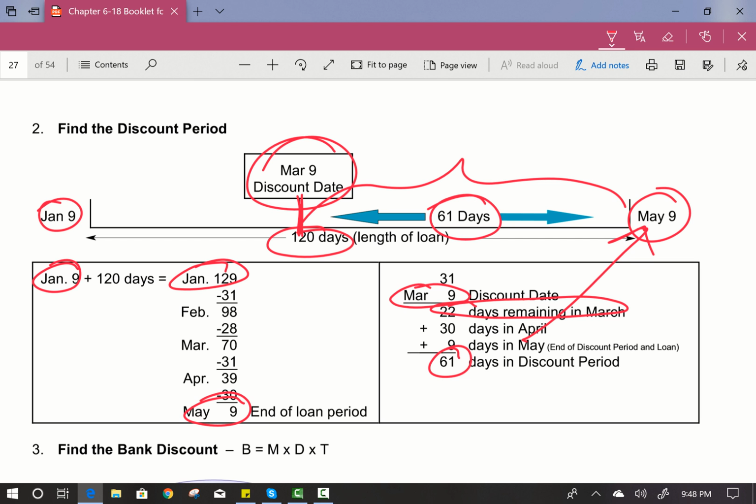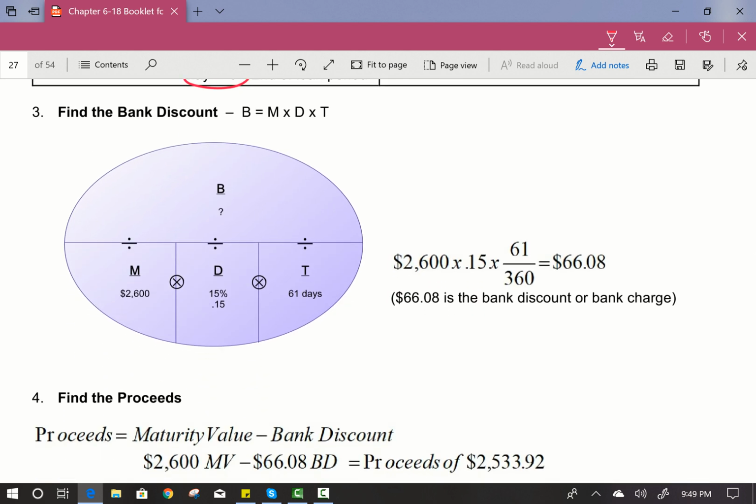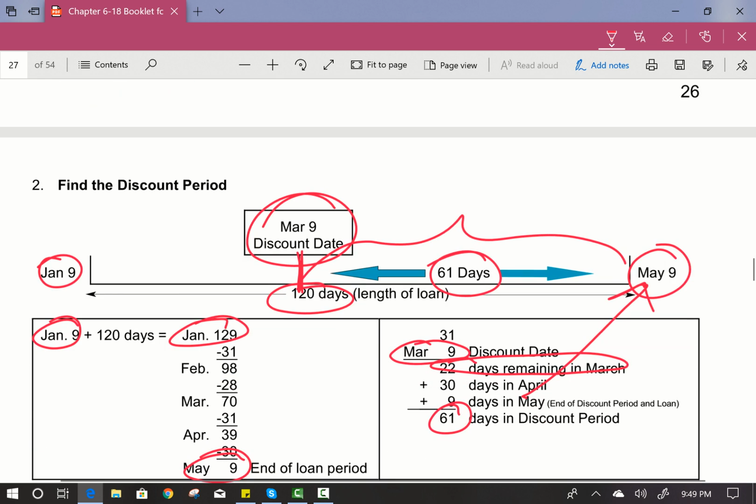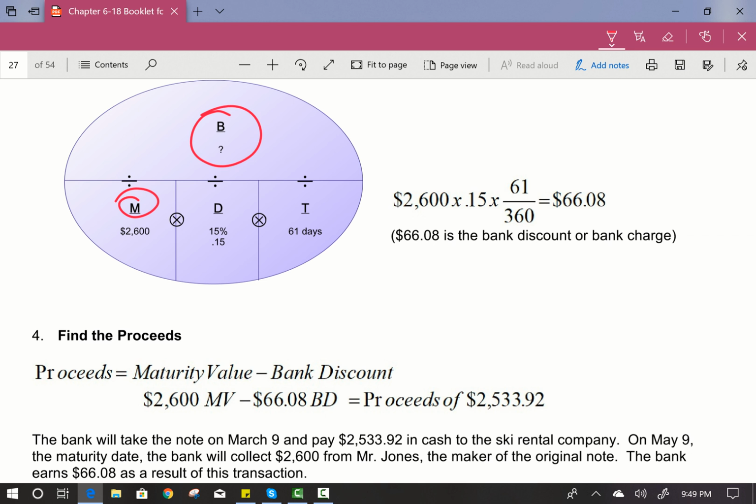Now I'm going to find what is the bank going to charge for that 61 days that they have access to that money. So now I'm going to go from interest is equal to principal times rate times time, or IPERT, to the discount amount. B, McDLT without the lettuce. Okay, so B is the bank charge, and then M is the maturity value that I received in step 1 of $2,600. Then I want to take that times 15% because that's what the bank's going to discount it at. So that's 0.15 times 61 days over 360. Okay, so whenever I calculate 2,600 times 0.15 times 61 over 360, that's going to be the bank charge of $66.08. That's the bank charge right there.